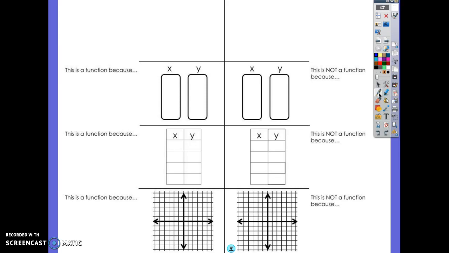On the top, on one side, I want you to put function. And on the other side, you're going to put not a function. So on the left side, we're going to have things that are functions. And on the right side, we're going to have things that are not functions. Make sure that you are writing this down. Okay?